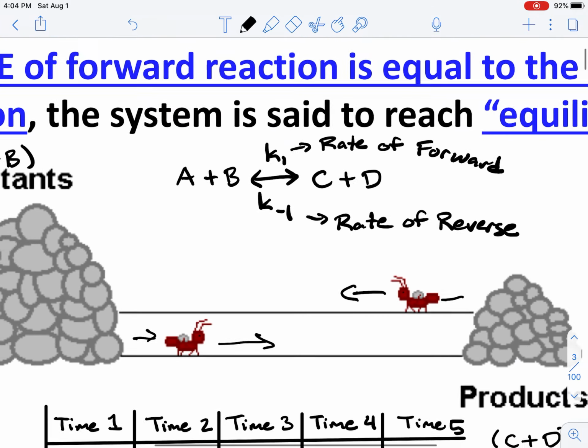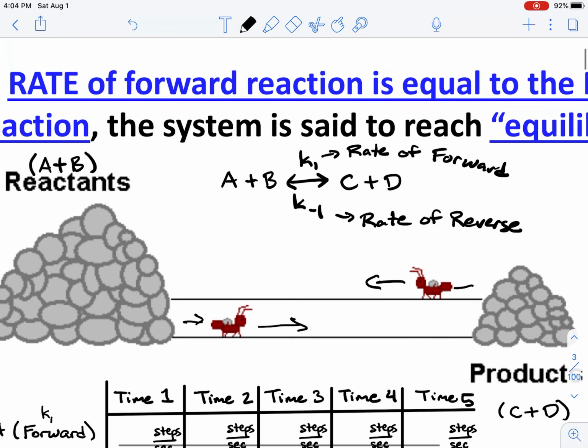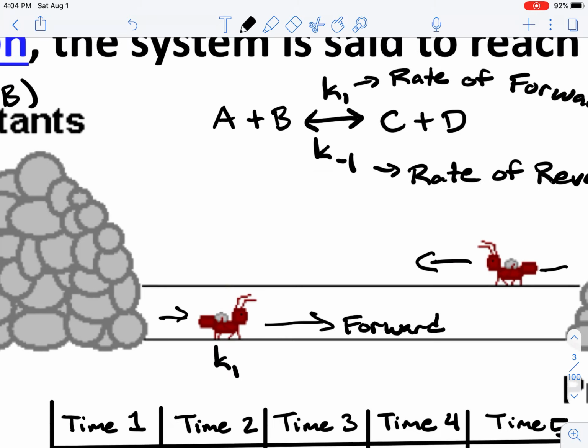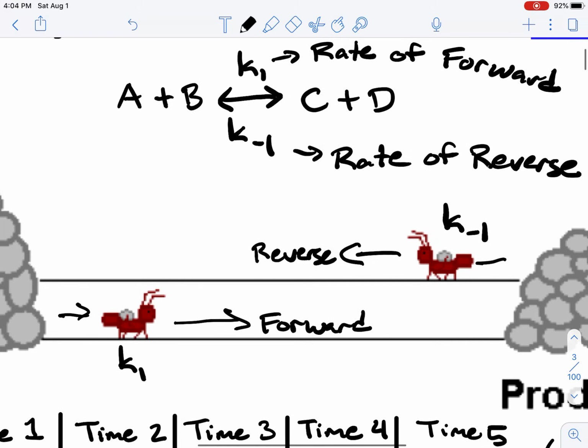And so in our diagram, the piles of stones are going to represent reactants and products, and this ant that's going in the forward direction is going to represent the rate constant K1. And this ant that's going in the reverse direction is going to represent the rate constant K negative 1. It's just the rate constant that's going in the reverse.